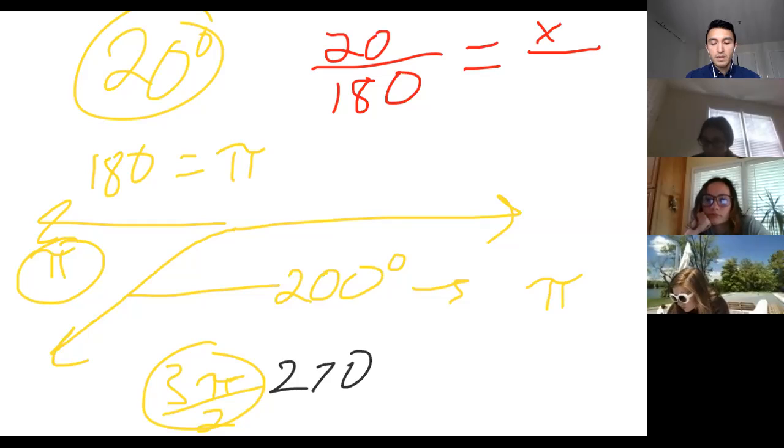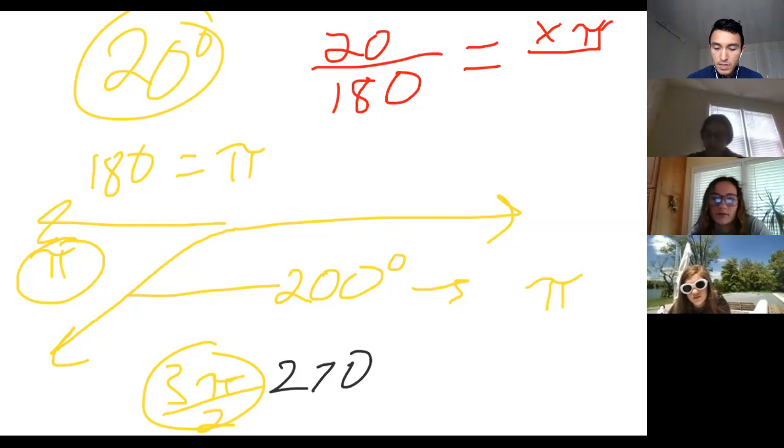So if I want to write this in radians, it's going to be some number x times pi, right? Because radians always has pi in it. So it's some number x times pi. That's 20 degrees. And how do we write 180 in radians? Just pi, right? So this is the same thing as writing those proportions from several months ago.